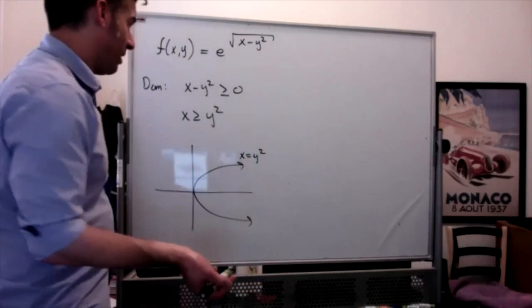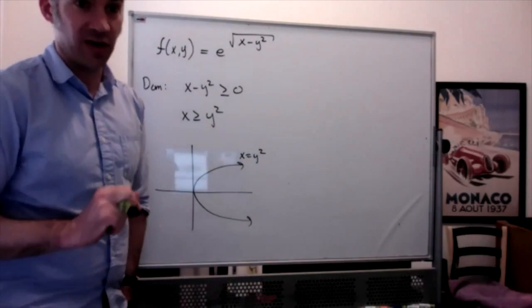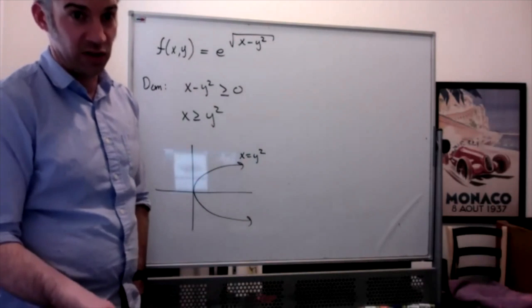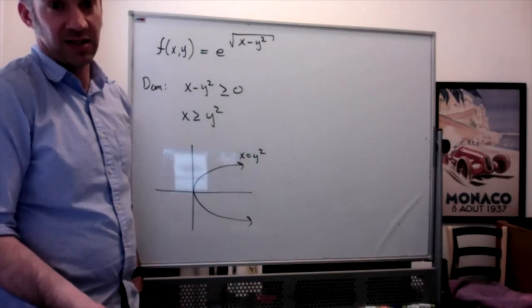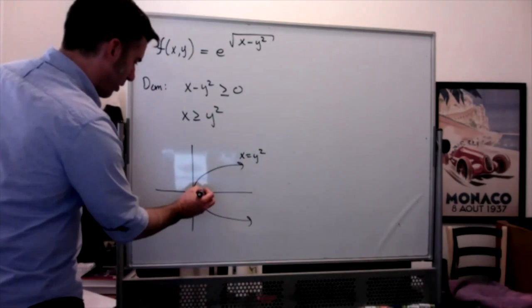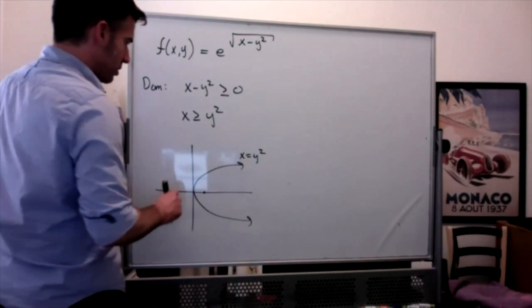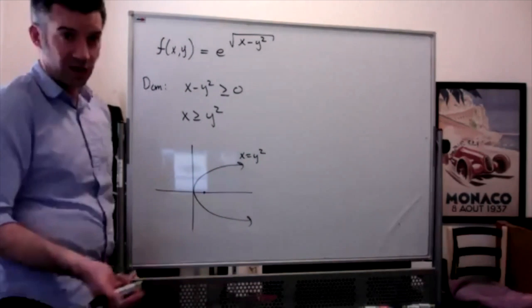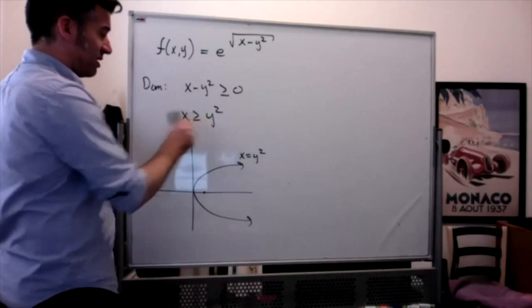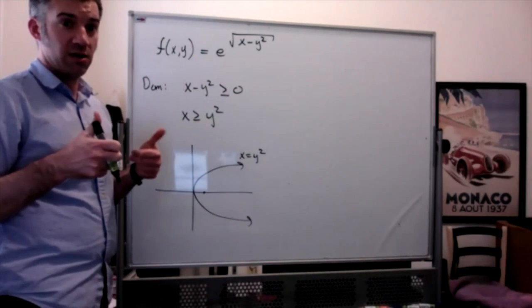All right. Now here's the thing, we can't pick 0, 0 because 0, 0 is on the boundary. And so I need to pick something that's not on the boundary. So let's pick the point 1, 0. So if x is 1 and y is 0, are we satisfying this inequality? Yay or nay?